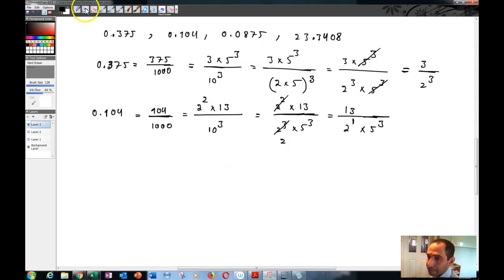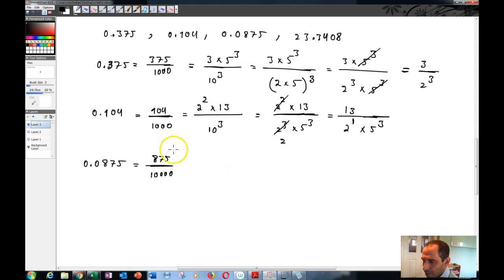Okay. Now the next number, of course, we will come to some conclusion at the end, once we have worked with these four numbers. But now the next number that we have is 0.0875, and that's equal to 875 over 10,000.